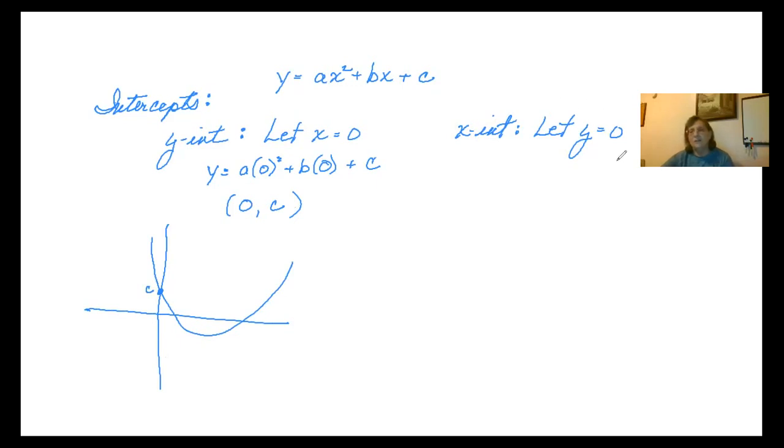Now the x-intercept is a lot trickier. If we let y equal 0, then we're dealing with ax squared plus bx plus c equals 0. And if this looks kind of familiar, it's because the solution to this is the quadratic formula. It'll have two solutions. The solutions are negative b plus or minus the square root of b squared minus 4ac, all over 2a.